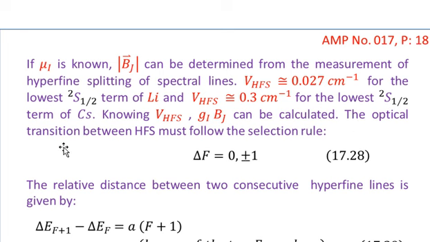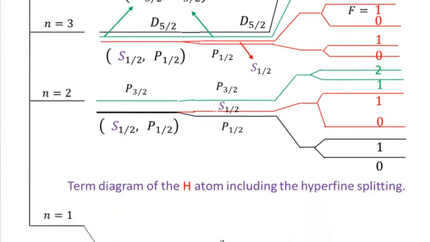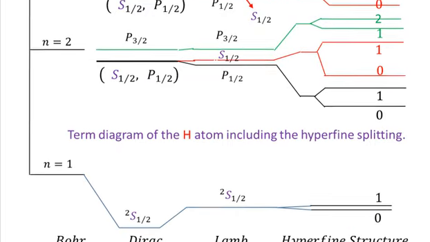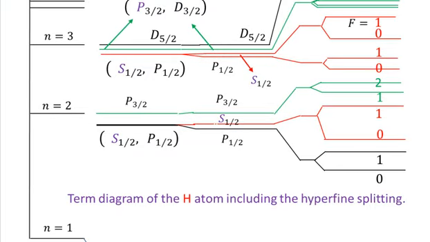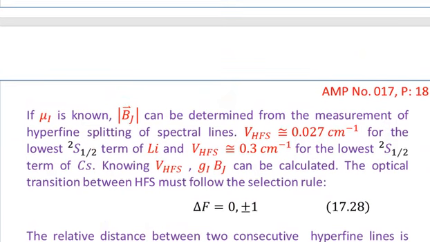The optical transition between the hyperfine structures must follow the selection rule. You see that in the previous figure, I have not shown you the transitions between these hyperfine structure levels. So if you want to show the transition between these levels, you should follow the selection rule, that is, delta F should be equal to 0, plus or minus 1.